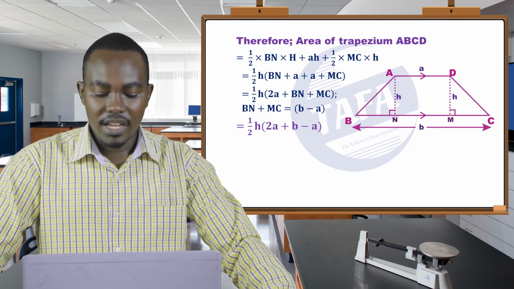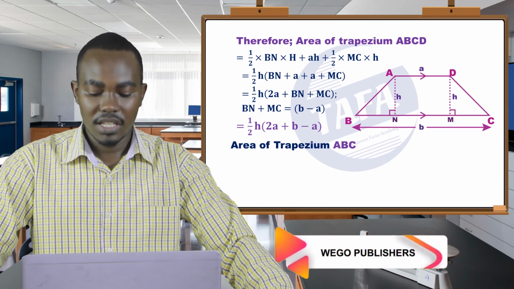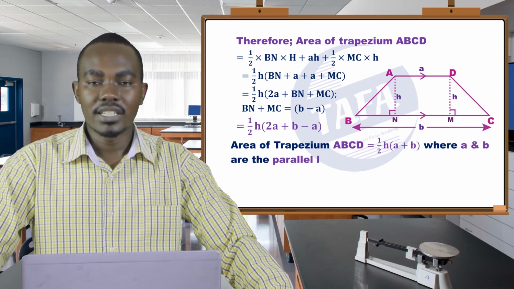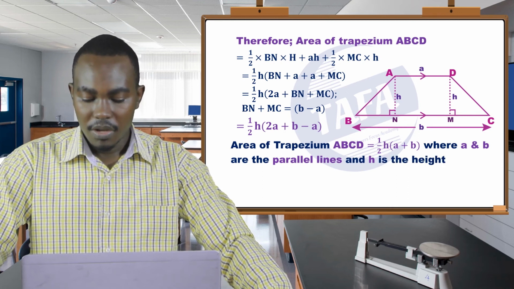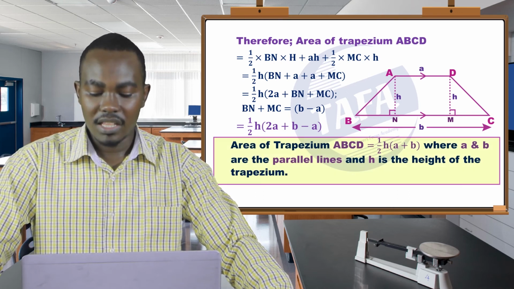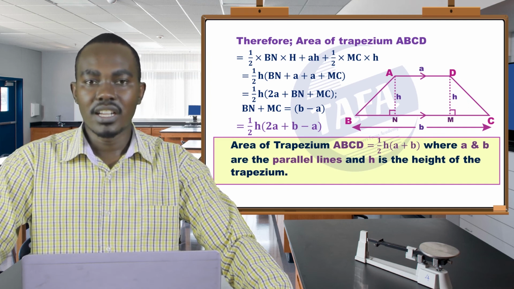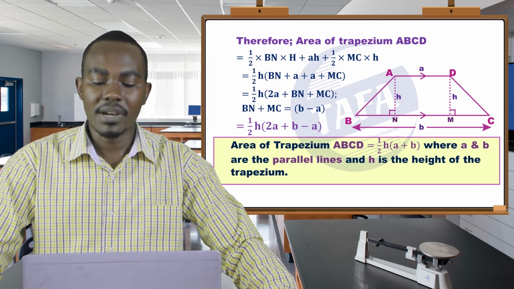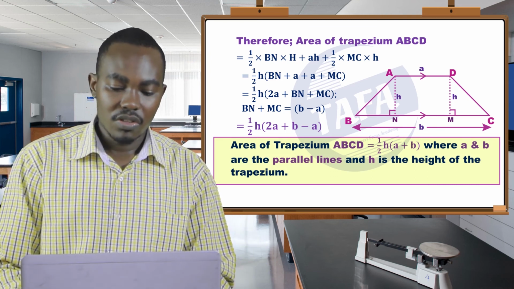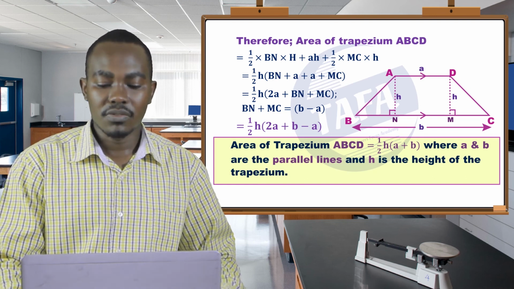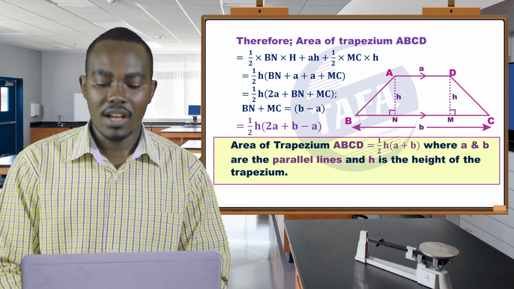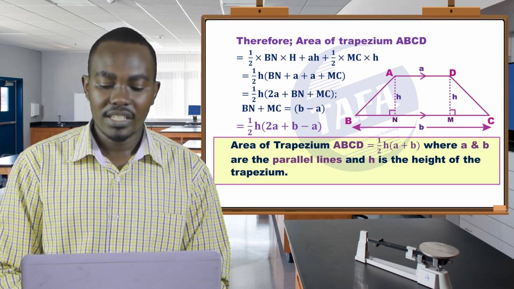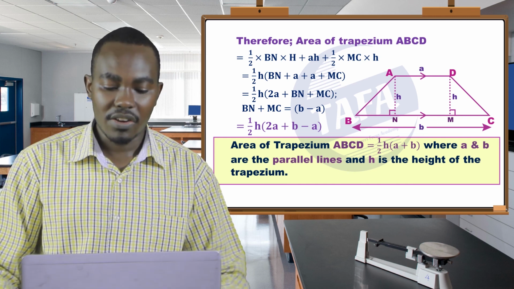Therefore, area of trapezium ABCD is equal to a half H into brackets A plus B, where A and B are the parallel lines and H is the height of the trapezium, or the distance between the parallel lines. So that is how you get the area of trapezium. It is a half times the perpendicular height between the parallel lines times the sum of the two parallel lines.